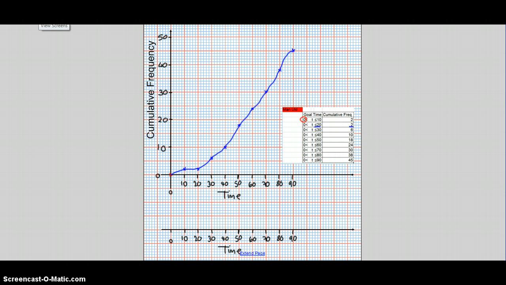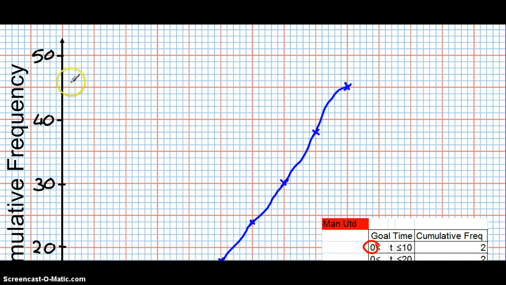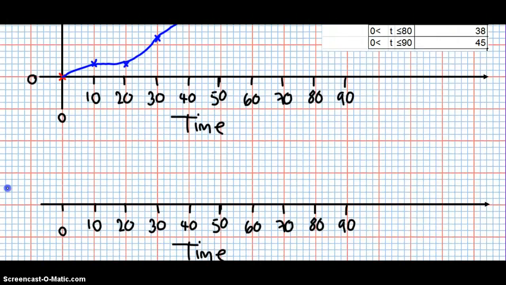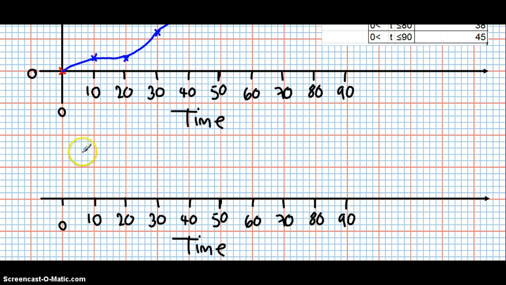From that point, we're now going to find out how to draw our box plot. So there's our cumulative frequency curve. Now I've got an axis below where I'm going to draw the box plot. There are 5 key bits of information that go onto a box plot. The first of those is the minimum. Now the minimum possible goal time is going to be 0 minutes. And then we're also going to need to have the maximum goal time, and the maximum one is at 90 minutes, unless of course it's Fergie time. So I'm ignoring that for the purposes of this graph.